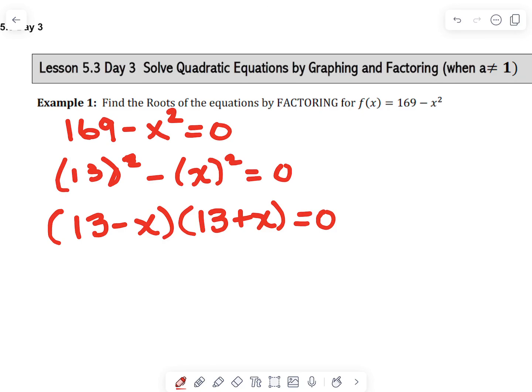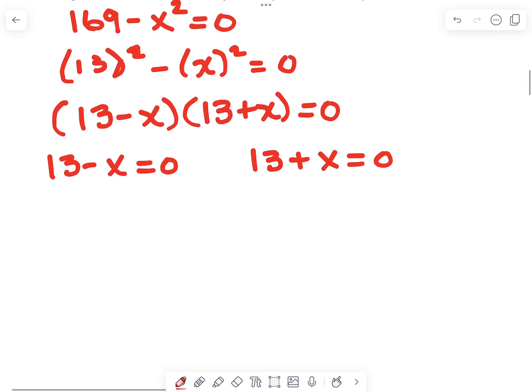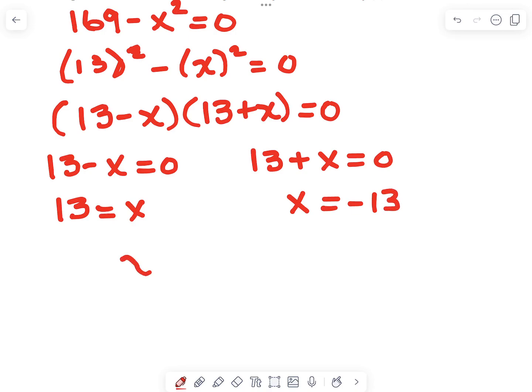Then we go ahead and set each factor equal to 0, which is called the zero product property. And then we solve them separately for x. So we're going to add x to both sides. And then we're going to subtract 13 from both sides. So the two answers are negative 13 and positive 13.